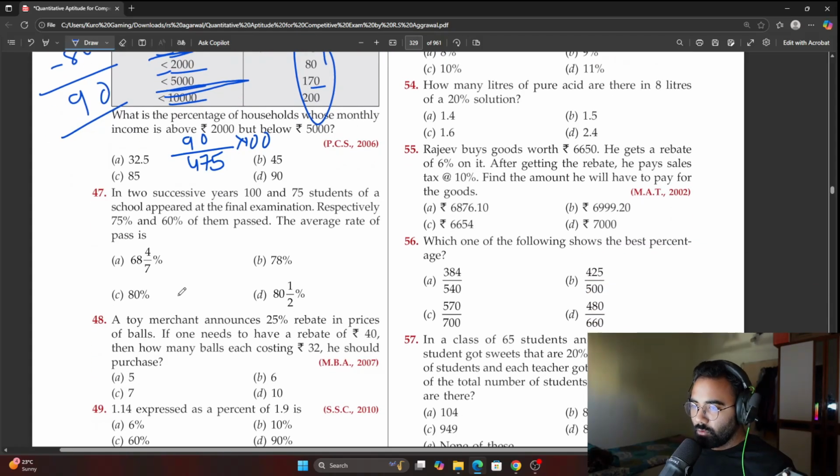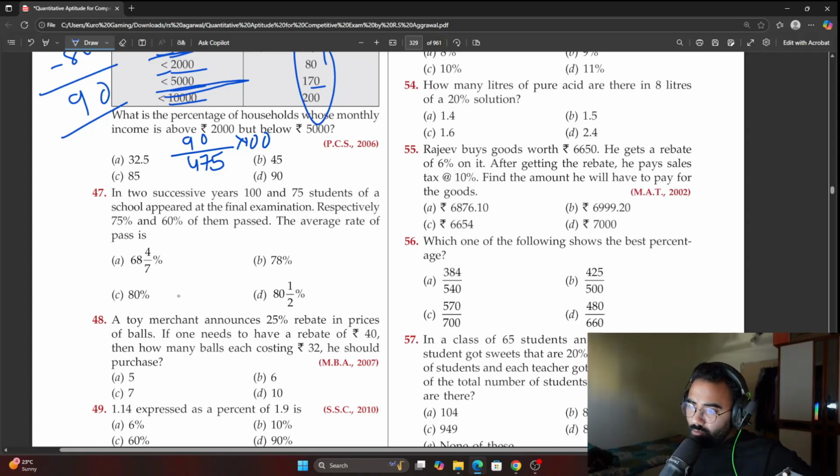Let's move on to question number 47. In 2 successive years, 175 students of a school appeared at the final examination, respectively. 75% and 60% of them passed. The average rate of pass is, all right. Again, the same formula, part upon whole into 100.